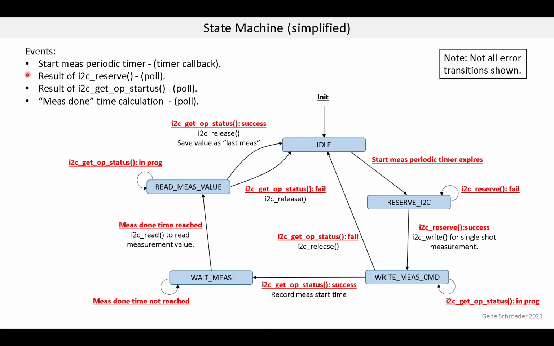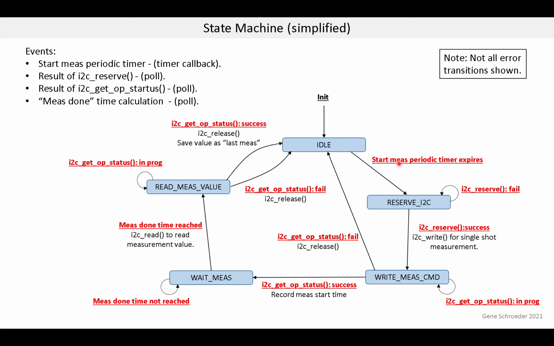So the outcome of calling I2C reserve is an event, as well as the result of calling I2C get op status. And finally, there is an event based on a simple time calculation where we are waiting for the sensor to perform a measurement. So let's see how this works. We start in idle, and from here the periodic timer expires that tells us to start a new measurement.